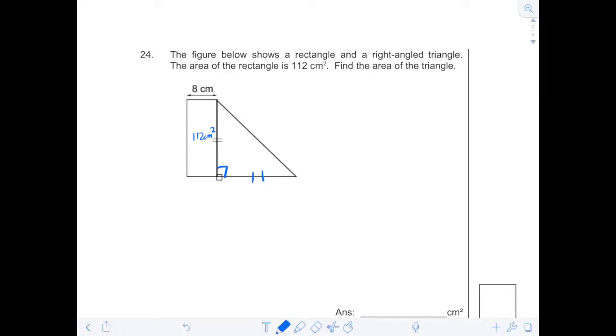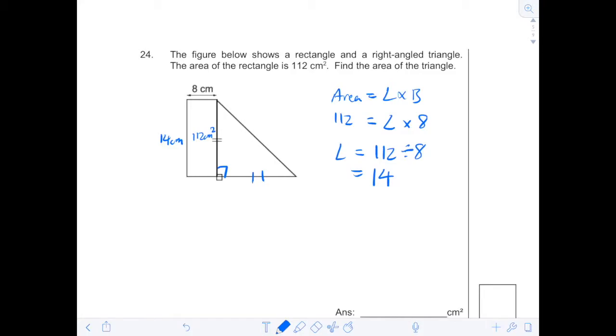So what we need to do, we know that the area is equal to the length times breadth. In this case, we're going to substitute all these with actual numbers. Area, we know that is 112. We know what's the breadth, but we don't know what's the length. So from here, very clear cut, the length is 112 divided by 8. You get 14. So this is 14 cm.